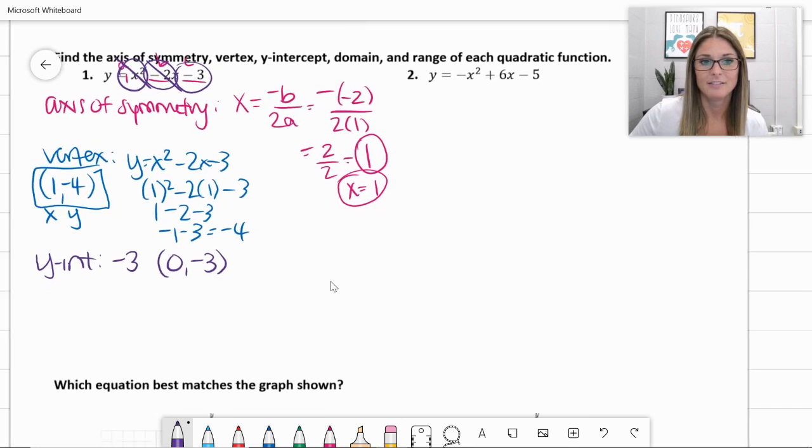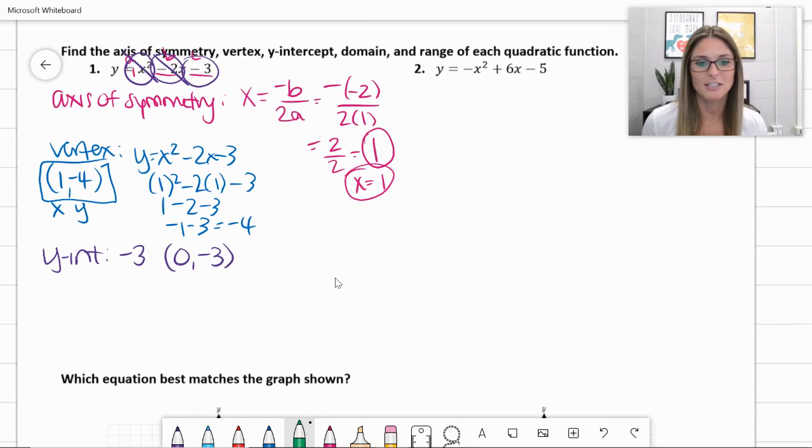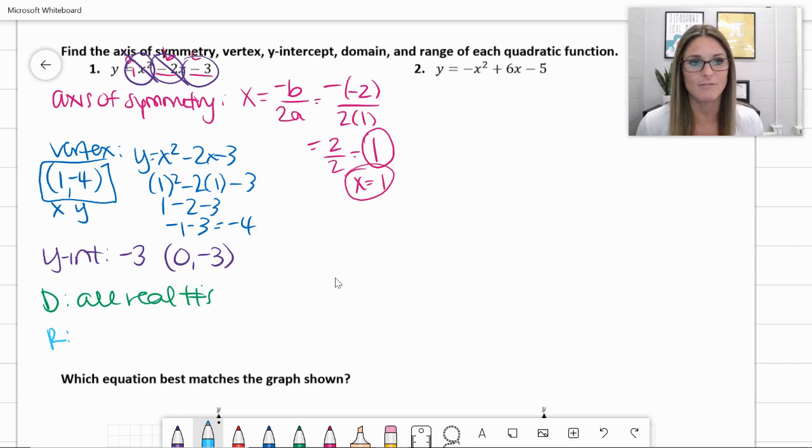Domain. Every quadratic function has the same domain: all real numbers. And range, our last thing. Now, you have to look at the a value. Our a value was an understood positive 1. This is positive up here. So since it's positive, I know it's a happy, smiley face parabola.